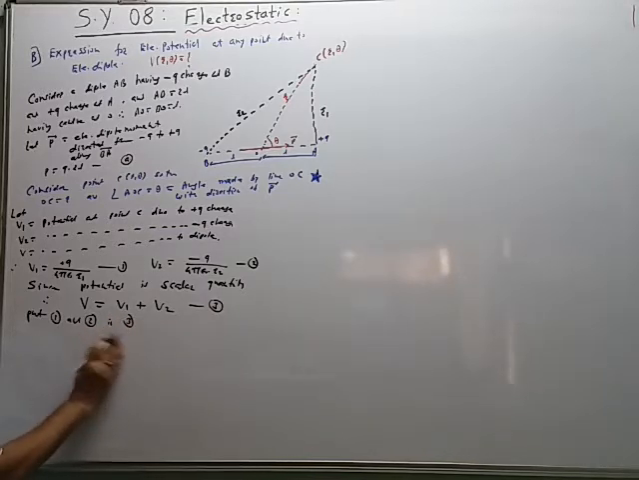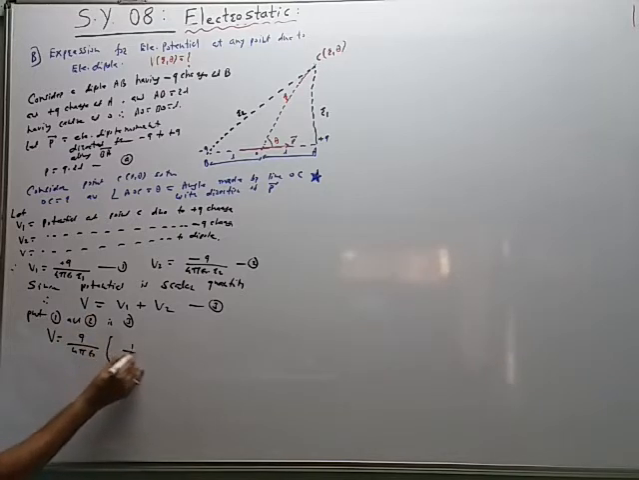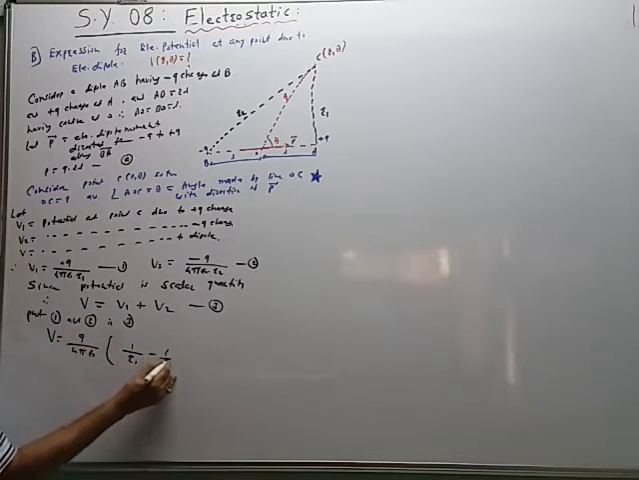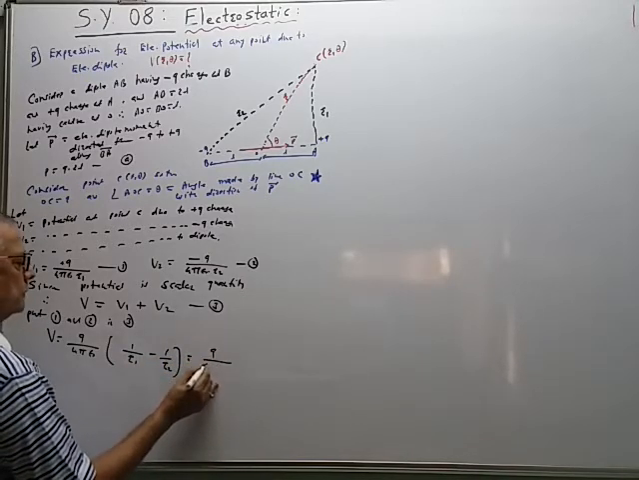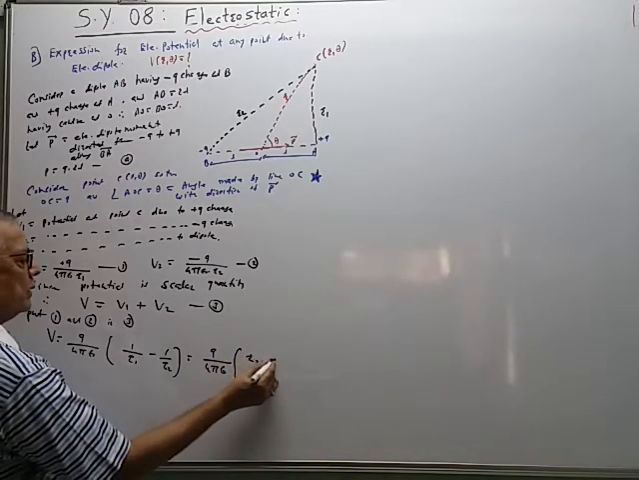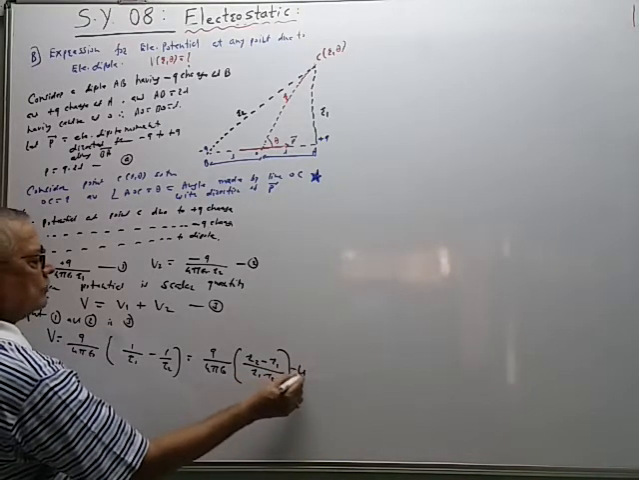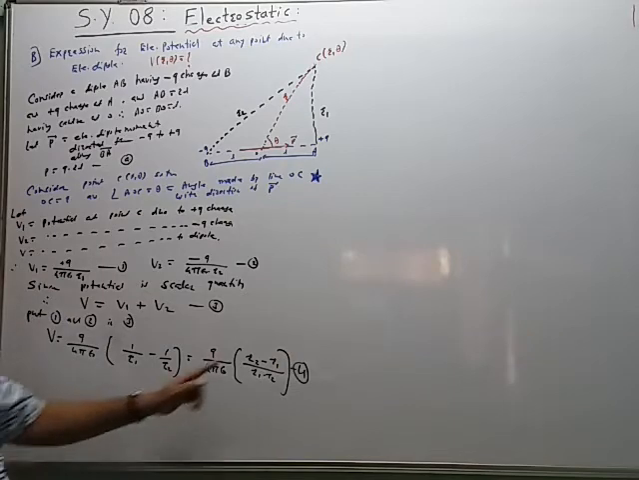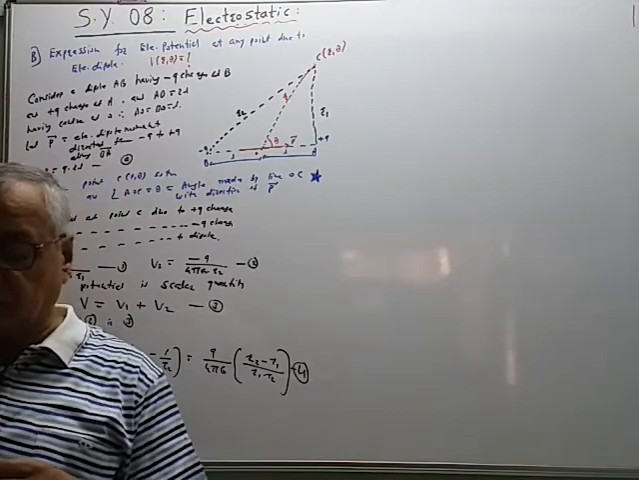Therefore V is equal to Q upon 4 pi epsilon naught, which is common, into the bracket 1 upon R1 minus 1 upon R2. So this is equal to Q upon 4 pi epsilon naught into (R2 minus R1) upon (R1 into R2). This is equation 4. Now we only have to solve this bracket, (R2 minus R1) upon (R1 into R2).